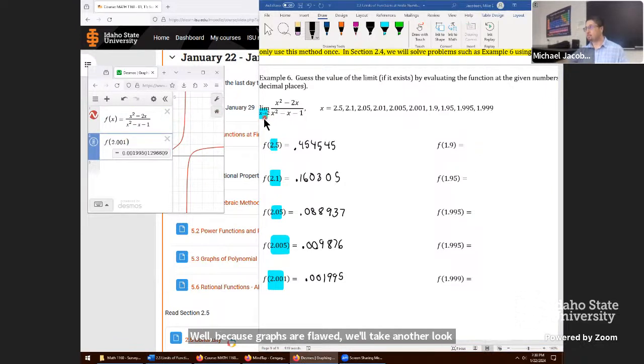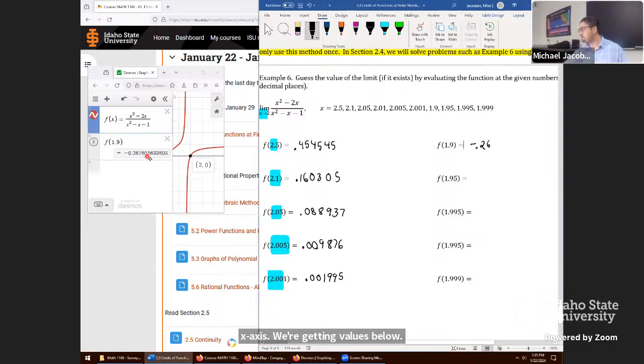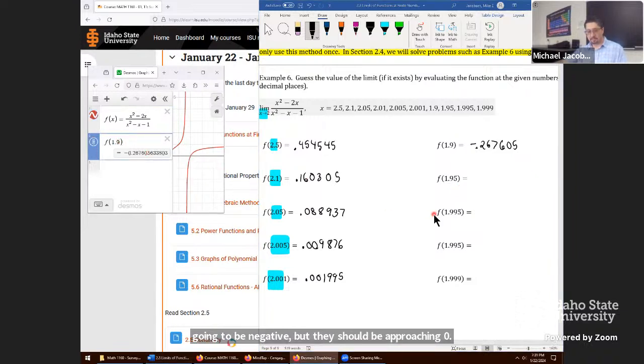So now we're taking a look at, as we head towards 2, but now from below. Start off with the 1.9, and we're getting negative values. Well, we should expect that. We're approaching 2 right here, but from below means we're starting below the actual x-axis. We're getting values below. So it's negative 0.267605. Our hope, however, is as we go closer and closer to 2, these look like they're always going to be negative, but they should be approaching 0 themselves. So let's add 0.05 to that, 1.95, outputs to this value.